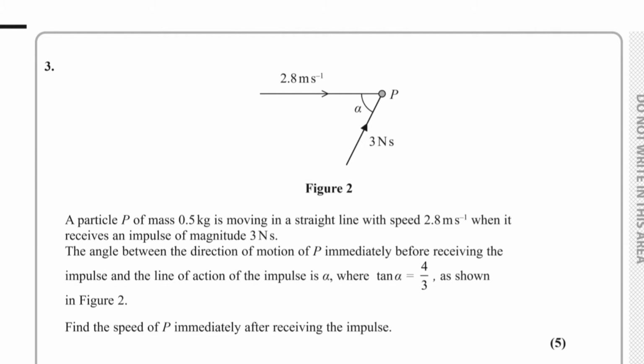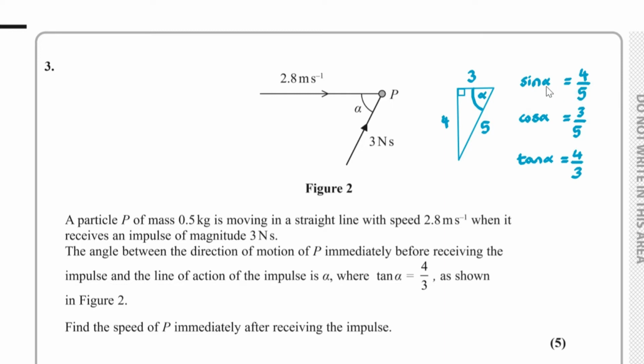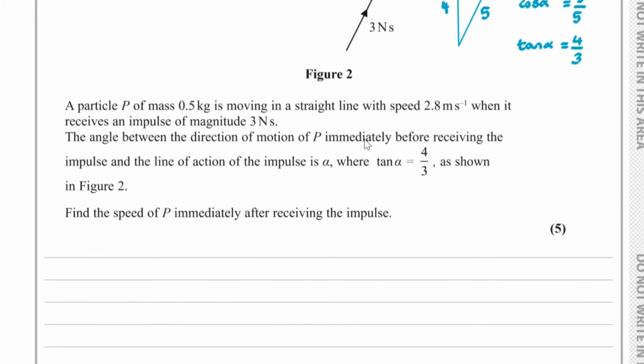Well, if we know that tan alpha is 4/3, we can form a 3, 4, 5 right angle triangle and find sine alpha to be 4/5, cos alpha to be 3/5, and tan alpha given as 4/3. Now, with this question, we can find out what the impulse is in terms of its components. So the impulse I is equal to 3 times by cos alpha i plus 3 times by sine alpha j.